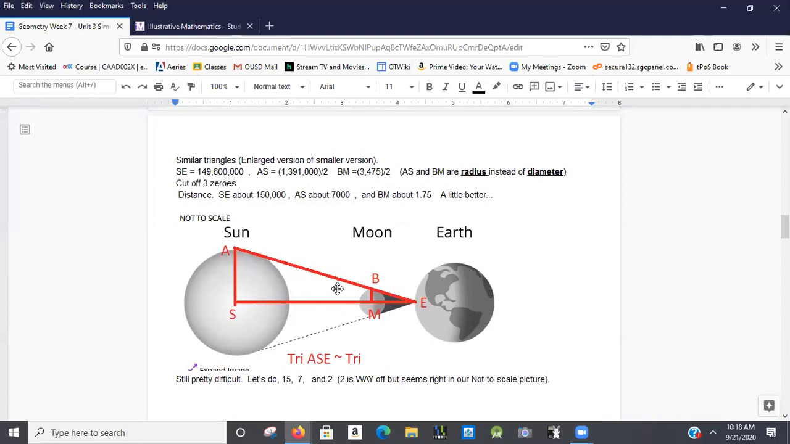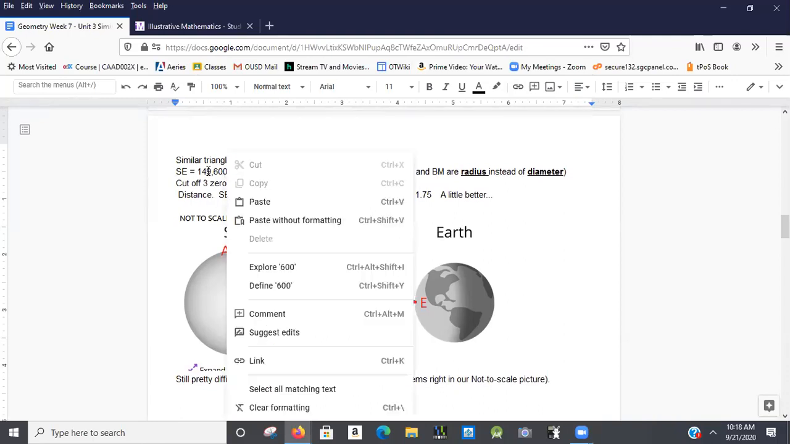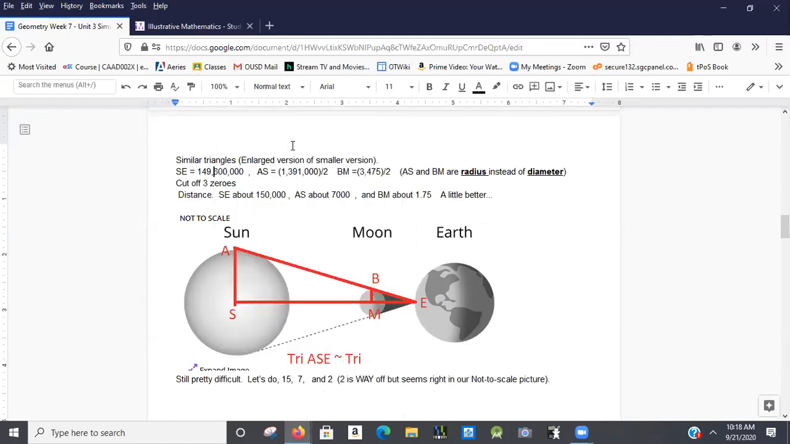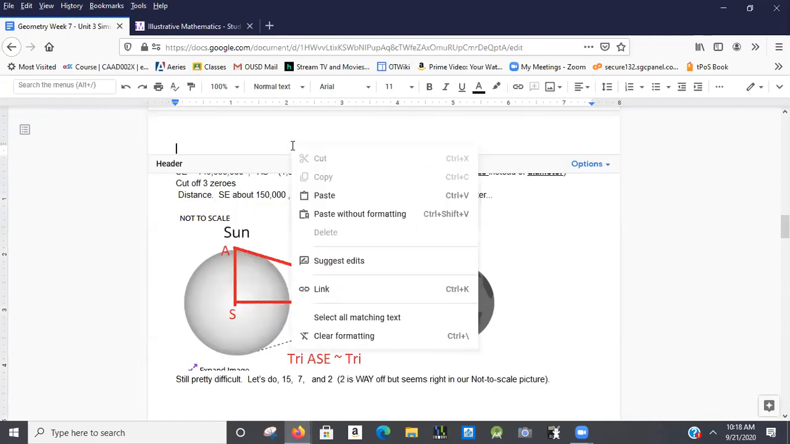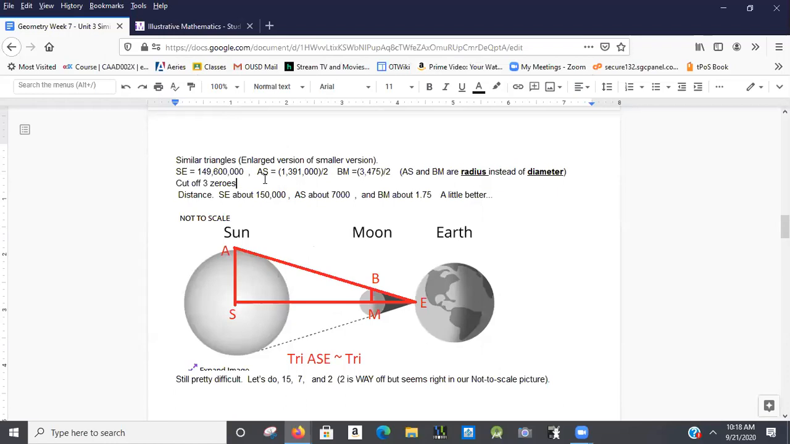The sun to the Earth is 149 million. Our sun to the, oh, my mouse is giving me problems this morning.